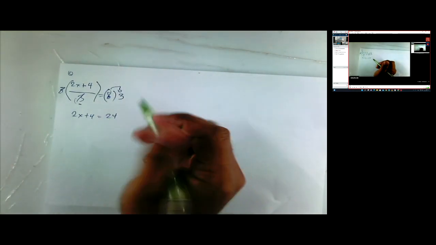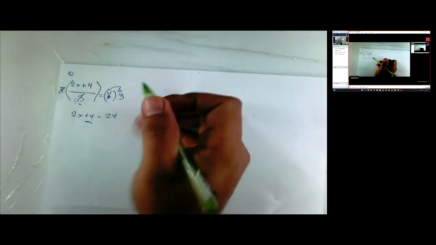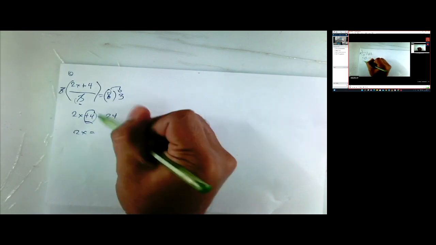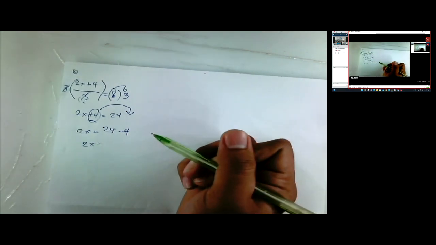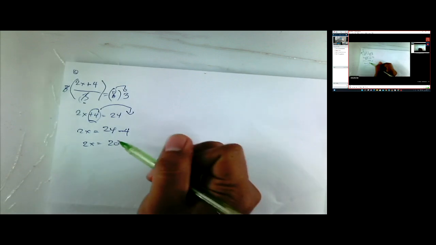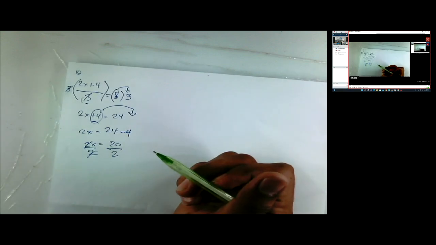Okay, anyway, let's continue this one. So we're going to solve for the value of x. To get the value of x, we need to remove this plus 4. So to remove this plus 4, let's put it onto the other side. So you will have 24 minus 4. And so we will have here 2x is equal to 24 minus 4, which is equal to 20. And since we're solving for x, divide both sides by the coefficient of x, which is 2. And so x is equal to 20 divided by 2, which is equal to 10. Answer is 10. Okay, check if you got this one.